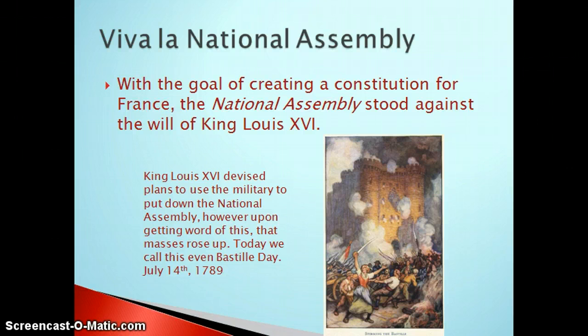Today we would call this event Bastille Day, which is July 14th, 1789. And again, this kind of just epitomizes the entirety of the French Revolution. Some people actually define it as the definitive starting point. Me, I'm a little bit different. I go back a little bit to the Tennis Court Oath, but everybody's opinion is a little bit different.